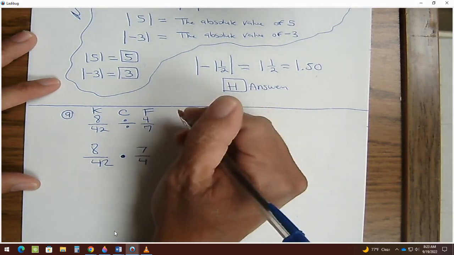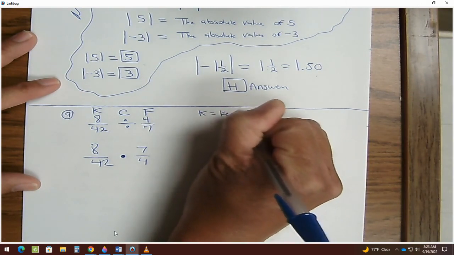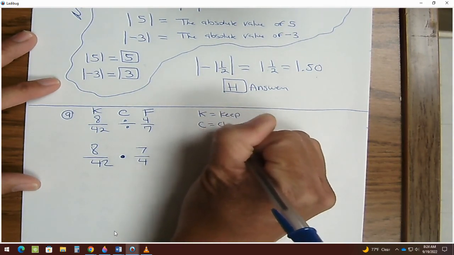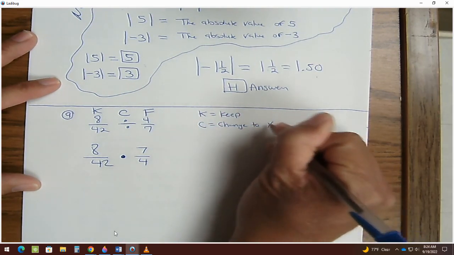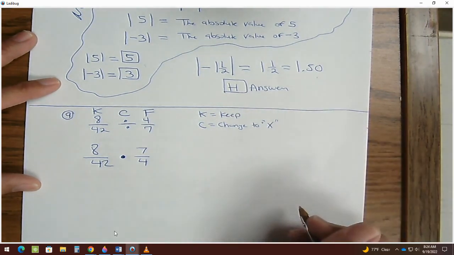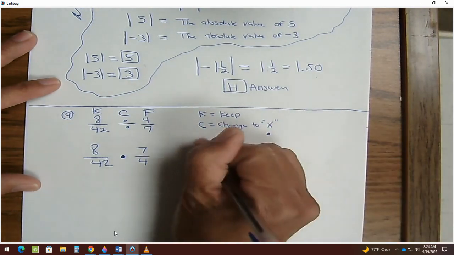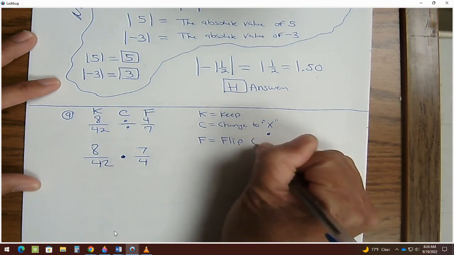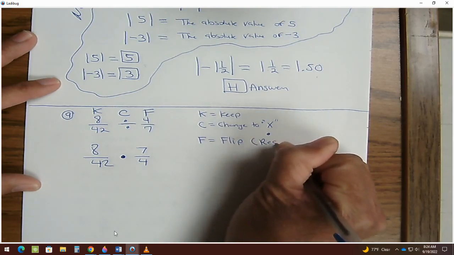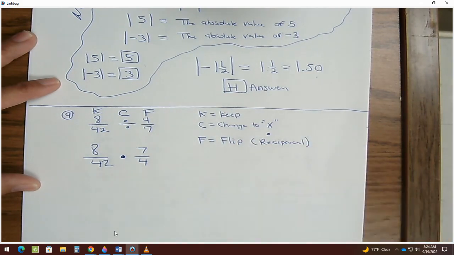Okay, so I'm going to just remind you, K is keep. C is change to multiplication. The dot is multiplication, just so you know. And the F means to flip the last fraction. It is called reciprocal in math. Reciprocal. I hope I spelled that right. In math, por ni modo.